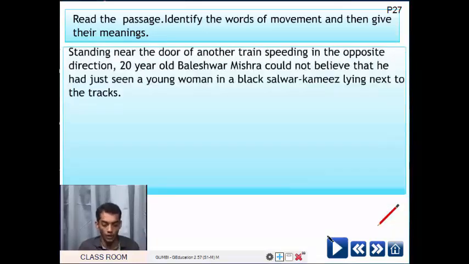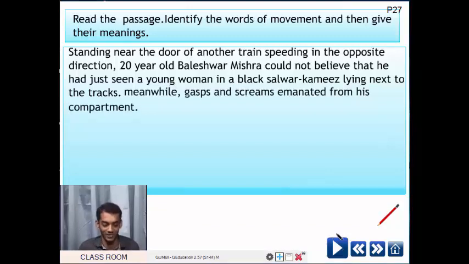Standing near the door of another train speeding in the opposite direction, 20-year-old Baleshwar Mishra could not believe that he had just seen a young woman in a black salwar kameez lying next to the tracks. Meanwhile, gasps and screams emanated from his compartment.